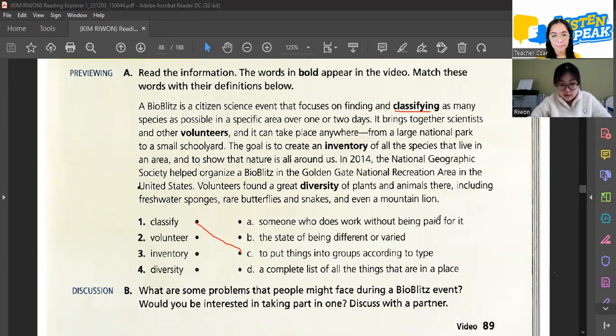Volunteer is someone who does work without being paid for it. Inventory is a complete list of the things that are in a place. Okay, diversity is the state of being different or varied. Okay, very good. Diversity. Good job.